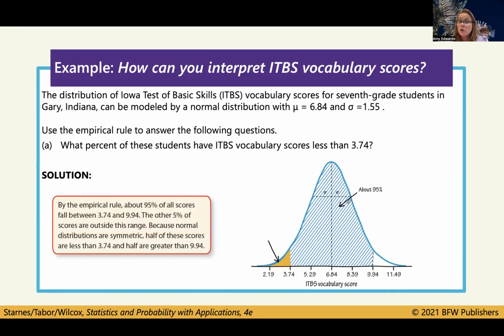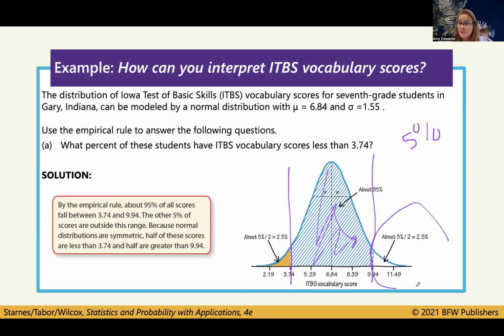Our empirical rule says 95% of the data is within two standard deviations. So if we look at the area under the curve, remember all this adds up to 1.0. This section right here, this middle section, is 0.95. So I can do 1 minus 0.95, okay? And that's going to give me, what, 5% left.